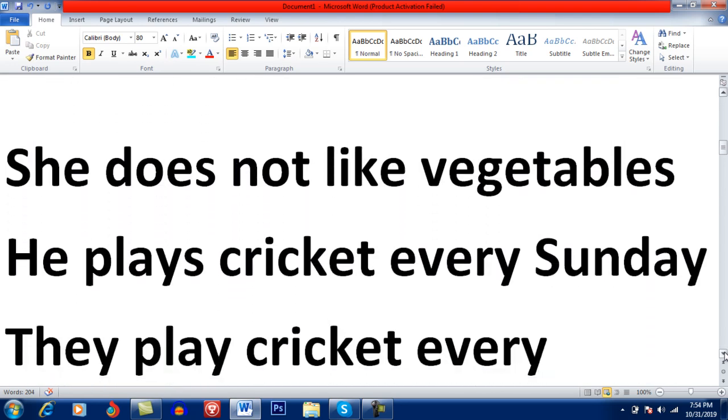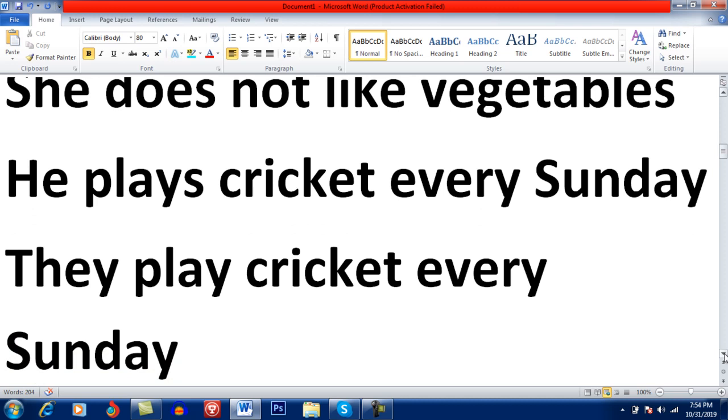For example, she does not like vegetables. He plays cricket every Sunday. They play cricket every Sunday. So now in this case, you can clearly see "he plays". I have put a singular verb and the subject is also singular. Here the subject is plural and the verb is also plural. So you have to be very careful whenever you are writing such types of sentences.